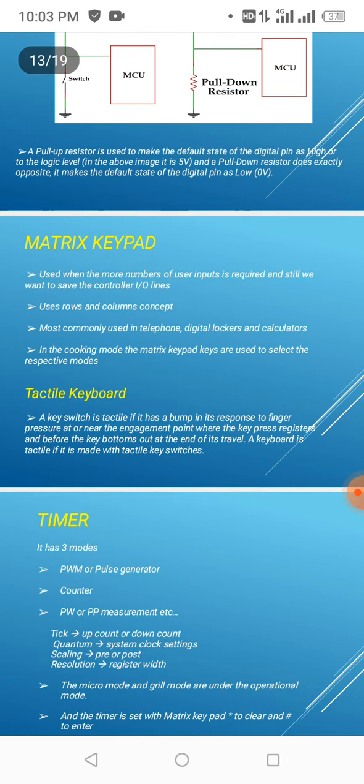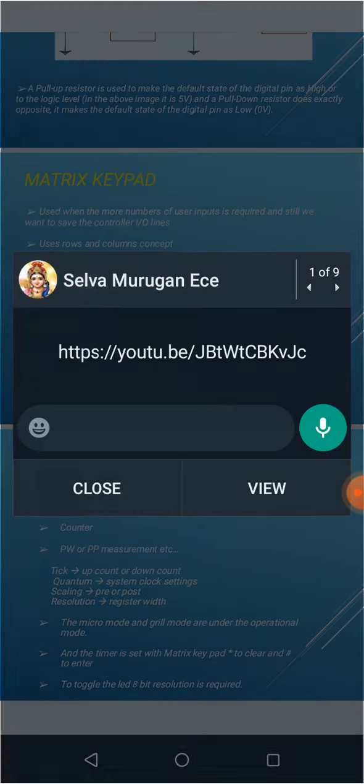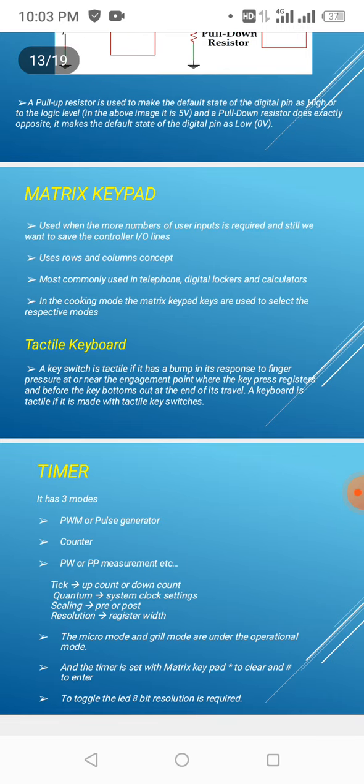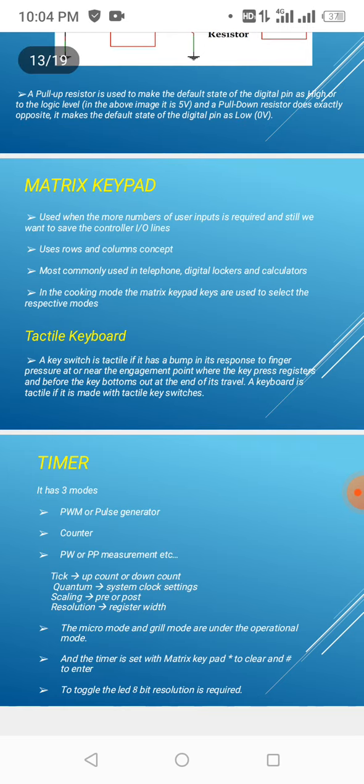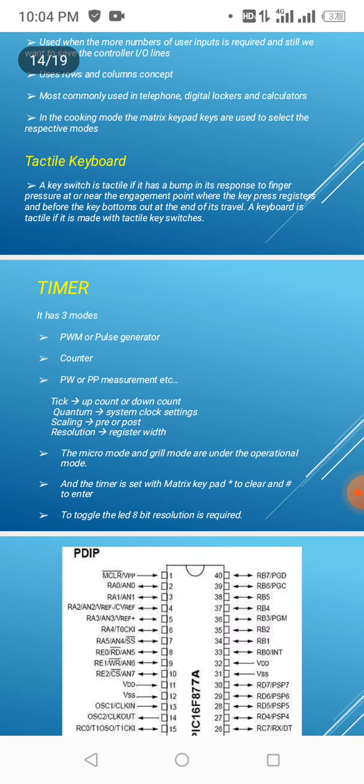Next, we see the topic on timer, which has 3 modes: PWM or pulse generator mode, counter, and pulse width measurement. Up count or down count, system clock settings, scaling, prescaler, postscaler, resolution, and registers within the microcontroller. Timer mode and counter mode are under operational modes. The timer is set with the matrix keypad: to start, to clear, and hash to enter. To toggle, 8-bit resolution is required.